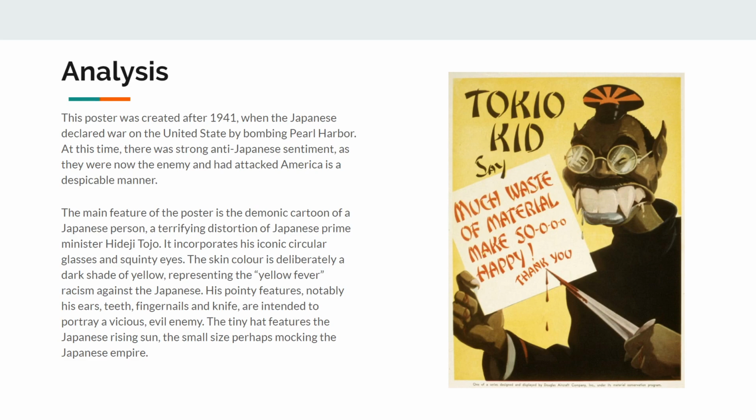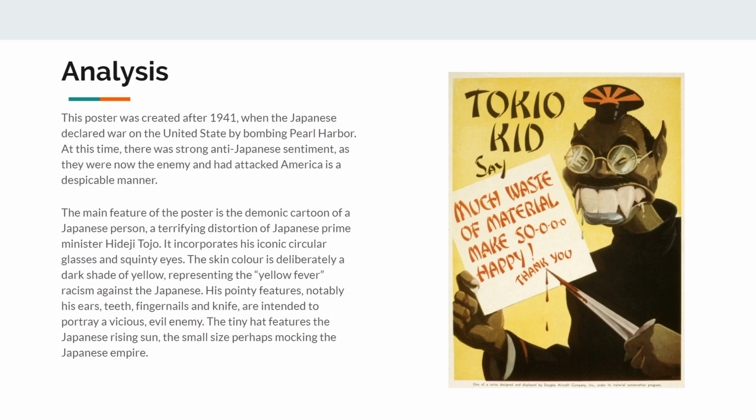Okay, so you have Uncle Sam, who is the American. This is Tojo. I'll go back to the text: it incorporates his iconic circular glasses and squinty eyes. The round glasses were very popular in Japan at the time, and the squinty eyes are obviously racist. It's a bit of a joke these days, but not too long ago, it was obviously a racist attack against Asians, especially the Japanese.